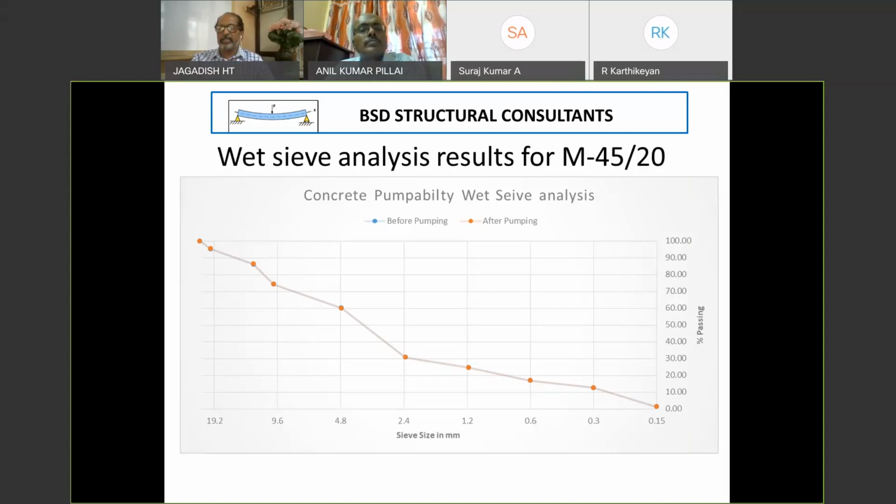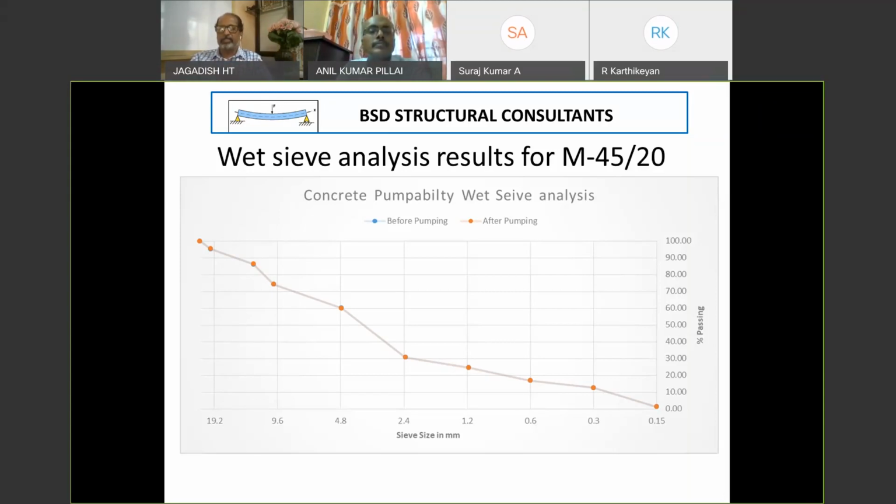This graph is nothing but the sieve analysis graph. It's giving the percentage passing of the material. But the reason we do wet sieve is because we wash the concrete. We take that concrete and wash it, remove all the cement and all the fine particles from it, and then do the sieve analysis so that we find out the aggregate percentage passing at pumping versus after pumping.